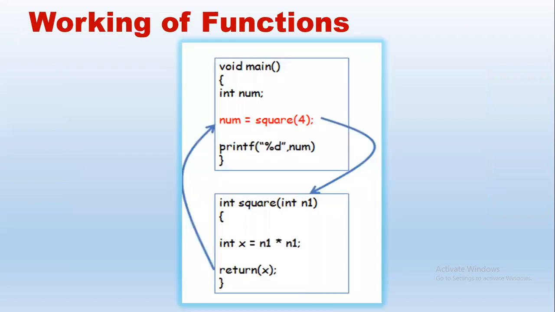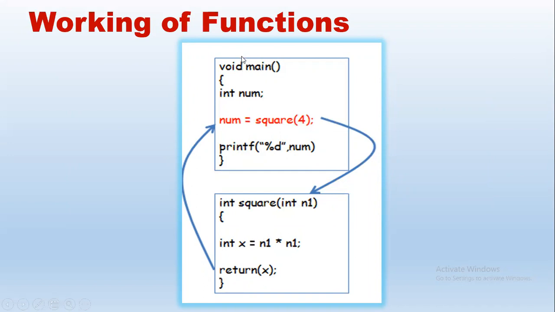So here we have one particular example. As you can see, we are finding the square of a number. Here we are passing 4. 4 is the actual parameter. It gets copied to formal parameter n1, right? So here n1 is 4. 4 into 4, x becomes 16. Then we are returning back the value.